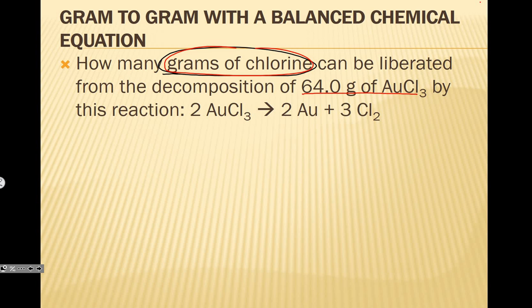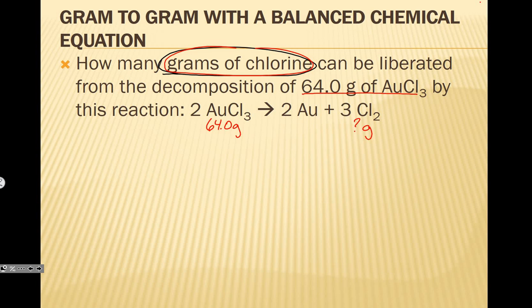Then I take it to the balanced equation. I always need to make sure I have a balanced equation to be able to do stoichiometry. And this one is balanced. And I write underneath each one of them what I have. So I have 64.0 grams of the gold chloride. I need to find out how many grams of chlorine gas are going to be made.